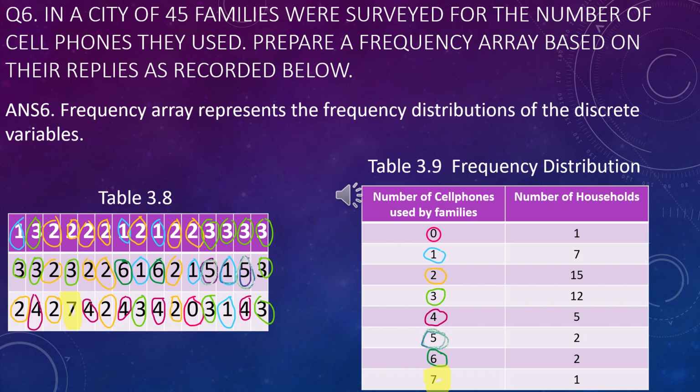So in this way we calculate the frequency array for the discrete variable, which is the number of cell phones used by families, and the number of households is the frequency.